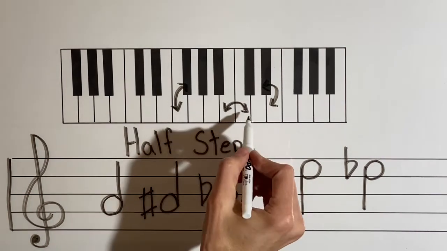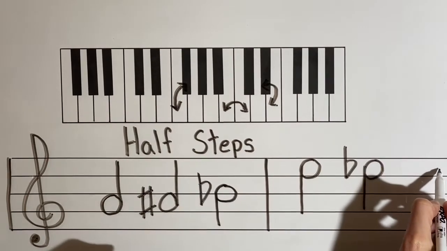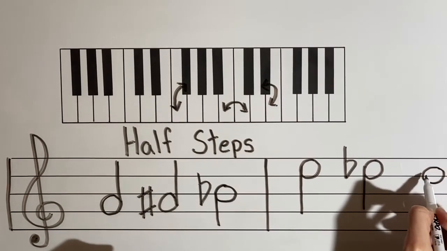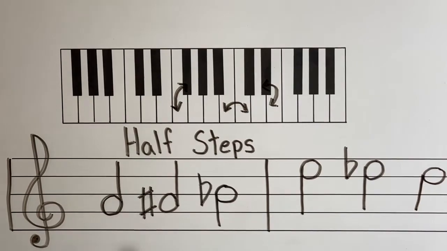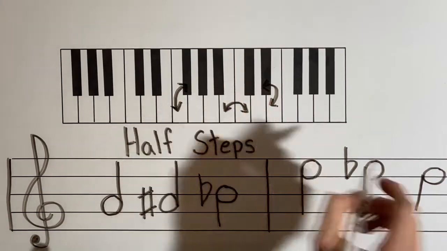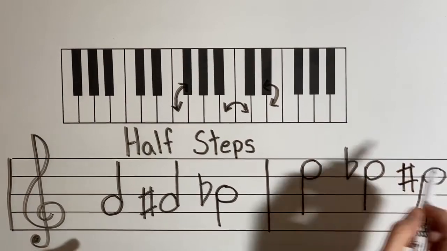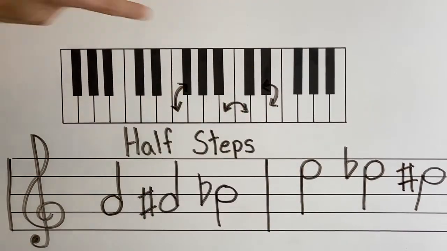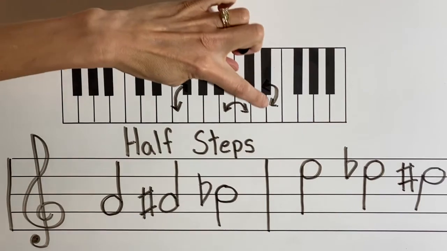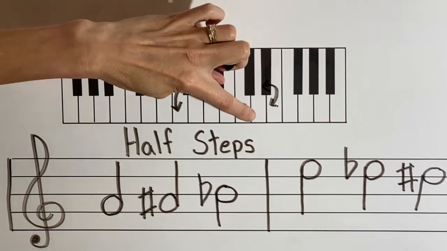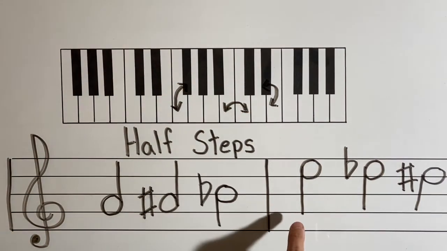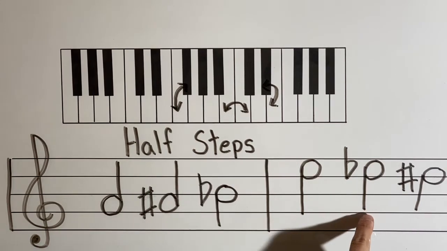I think I need to think about it in terms of D. So let's draw a D first. And then I have to go up a half step, so it's going to be D sharp. This black key right here can be E flat or D sharp. If I'm going down a half step from E, both of those answers are correct. Think about that as you're going through your book and as you're thinking about half steps.